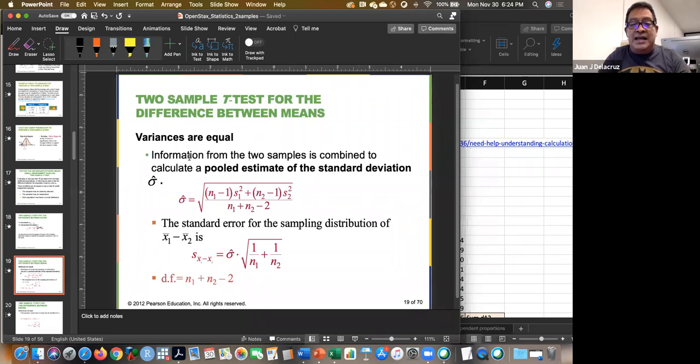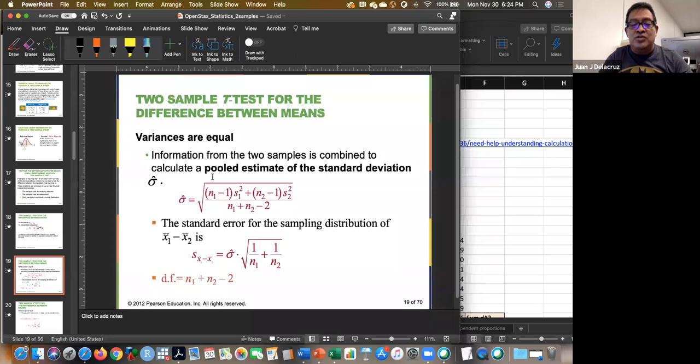If the variances are equal, we are going to use this formula. First we have to find the pooled estimate of the standard deviation, and then we are going to multiply it by the square root of 1 over the sample size in sample 1 plus 1 over the sample size in sample 2. As you can see, this is a big formula. It's not that difficult, though, if we take a look at the elements of the pooled estimate of the standard deviation.